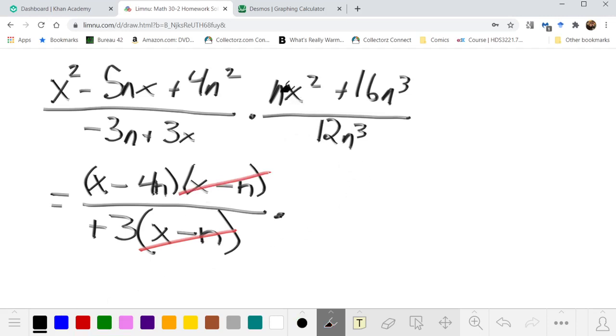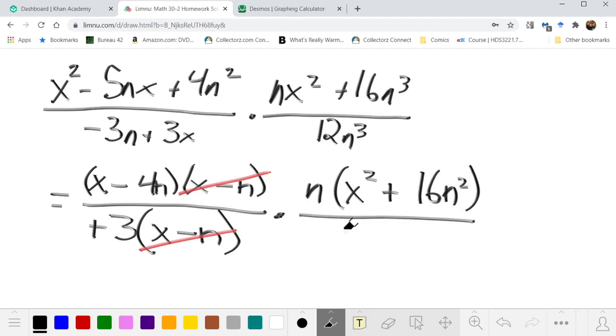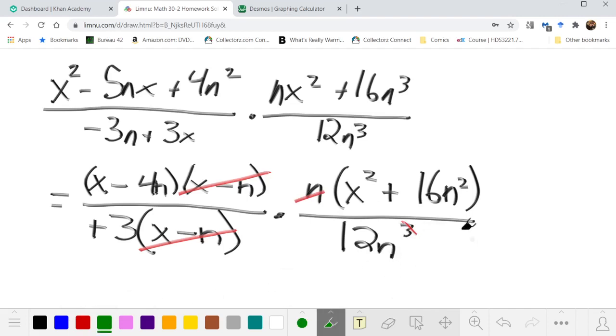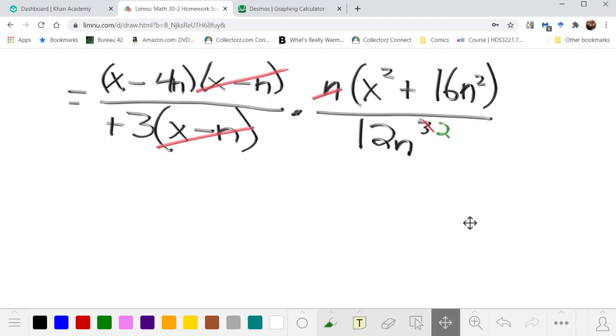Now over here we have a common factor of n and n alone. So we have x squared plus 16n squared, and that is divided by 12n cubed. So one of these n's cancels with one of those n's, leaving us with an n squared. So let's change color on that, so we see what was canceled out and what was already there.